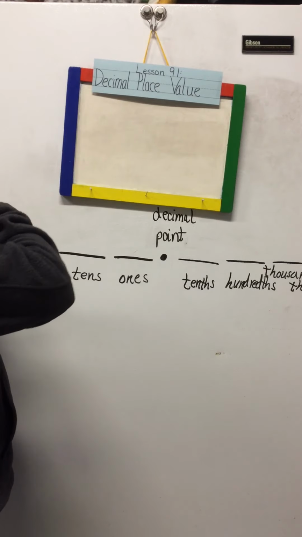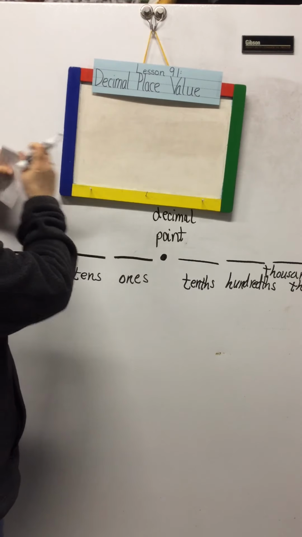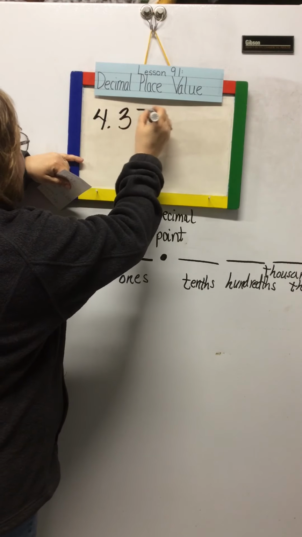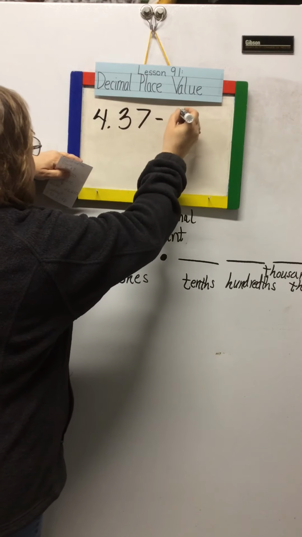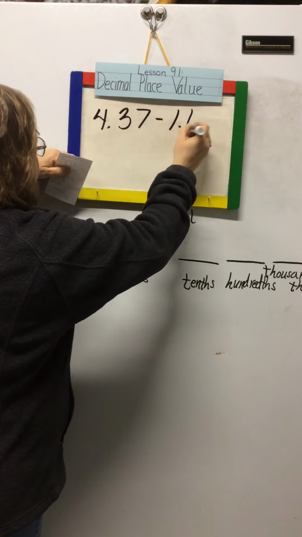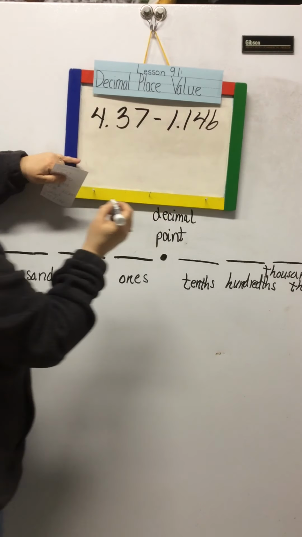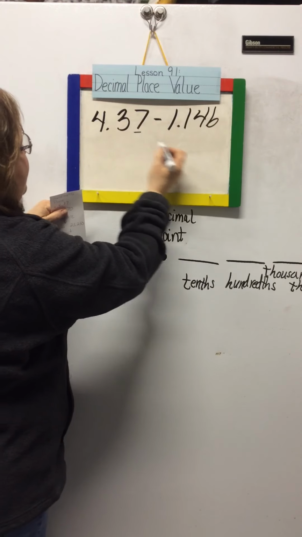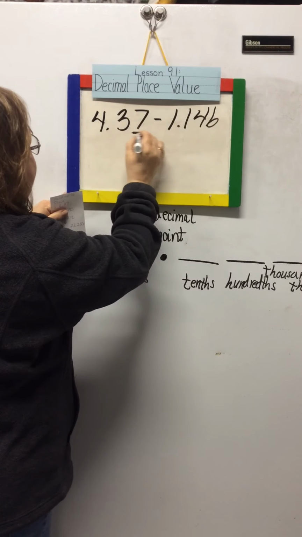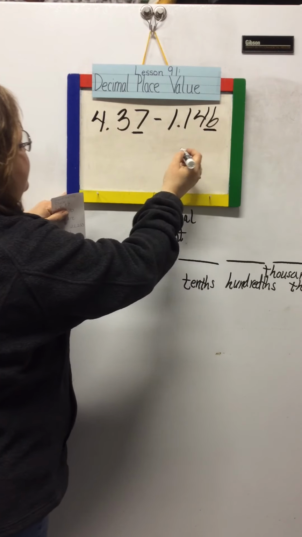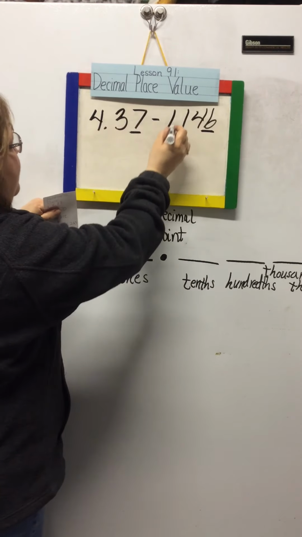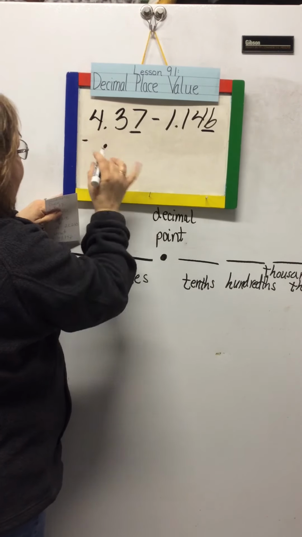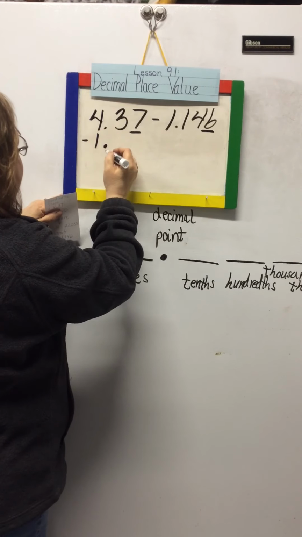Finally, we are going to subtract. Now, if we see a subtraction problem written out, 4.37 take away 1.146, we notice this number only goes to the hundredths. But this problem goes to the thousandths, and we have to take that away. Well, remember, we still have to line up the decimal points. So we're going to stack, because it's always easier.